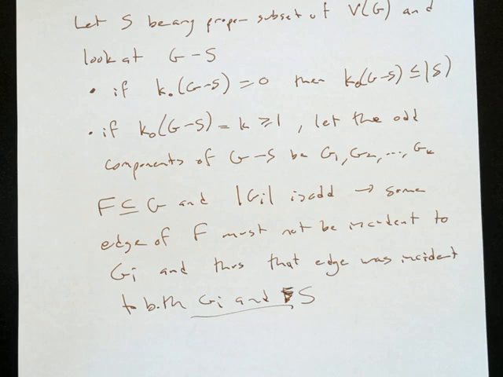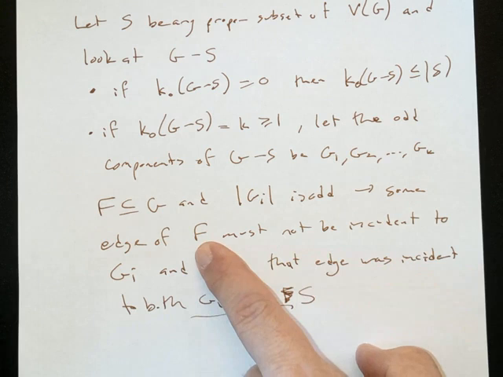Hey, wait a minute. I only took away the vertices in S, right? Every odd component has to touch something in S. The total number of odd components can't be more than S. Why can't it touch two things in S? Because that's a perfect matching, and it only goes to one other thing.